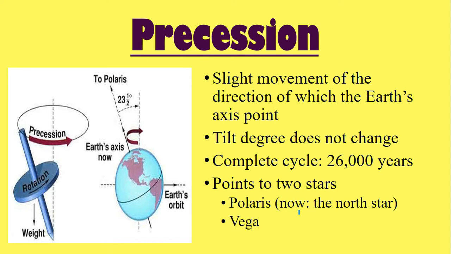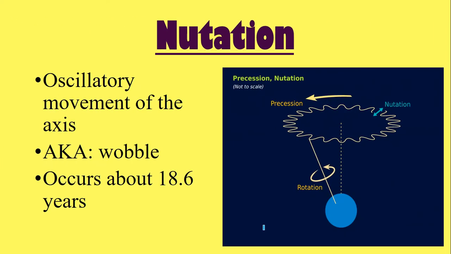Polaris, which is what we're pointing to right now, is the North Star. And the opposite star is called Vega. At some point, we will point at Vega, and then we'll point back to the North Star. Nutation is the oscillatory movement of the axis, aka a wobble. Sometimes it's not 23.5 degrees, it's more like 23 degrees. It's just a little wobble as it precesses and as it rotates around the star. And you can kind of see this in the picture here. We have rotation, precession, and then just a little wobble.